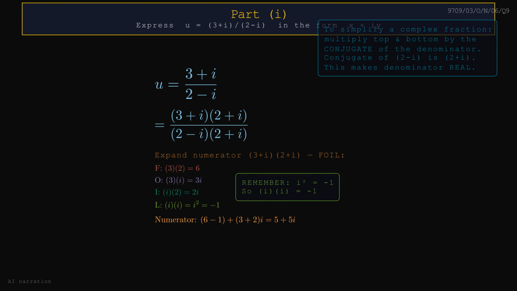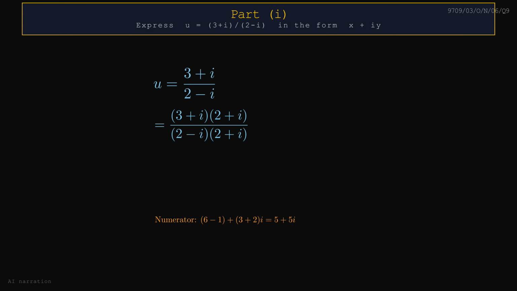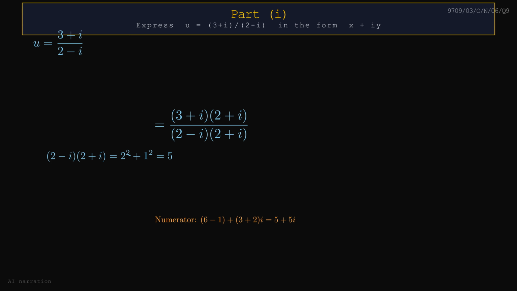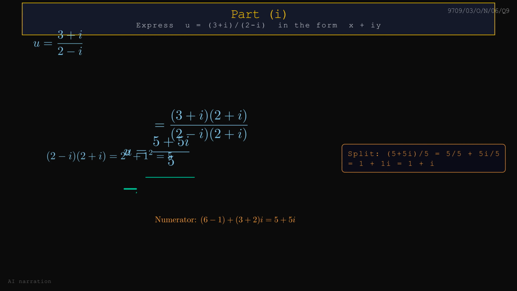Now expand the denominator. Use the difference of two squares: (2 − i)(2 + i) equals 5. The imaginary part disappears. Combine numerator and denominator: u equals (5 + 5i) all over 5. Split into real and imaginary parts. u equals 1 + i.